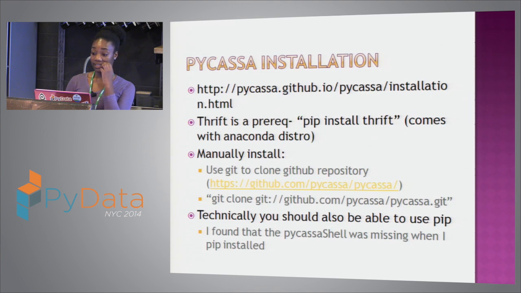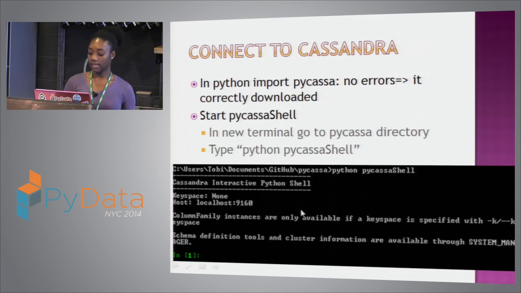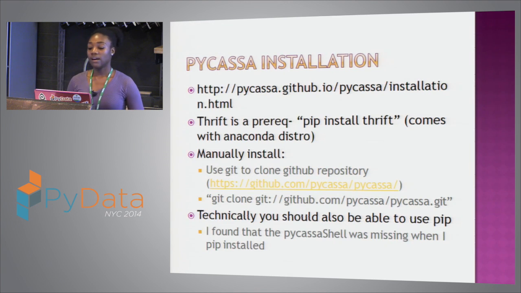How do we install PyCassa? There's a GitHub repo for it, and you can manually install PyCassa that way, and I actually prefer using Git because you're supposed to also be able to use pip, but when I pip installed PyCassa, I was missing the PyCassa shell. So that's what it says here in this sort of last sub-bullet. And a prerequisite, as I discussed before, is having Thrift. So you can pip install that, or it comes with the Continuum Anaconda distribution.